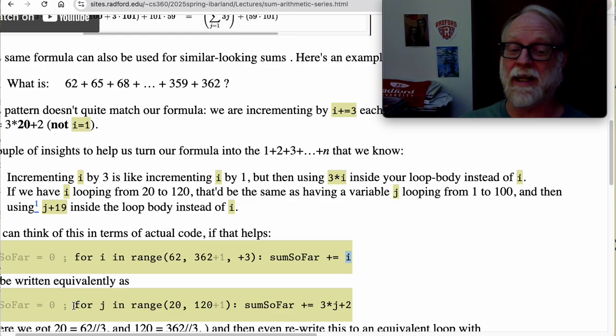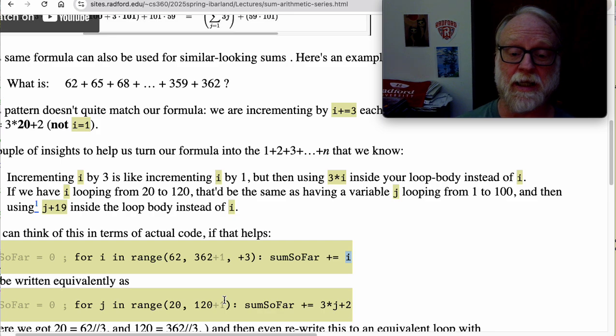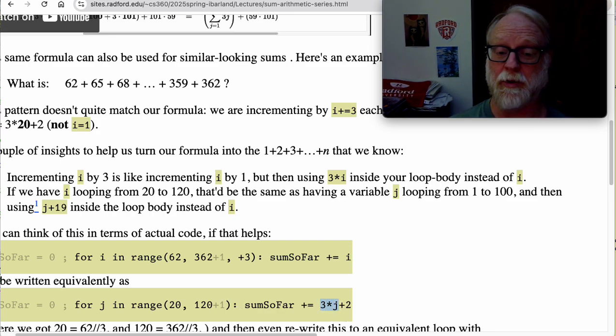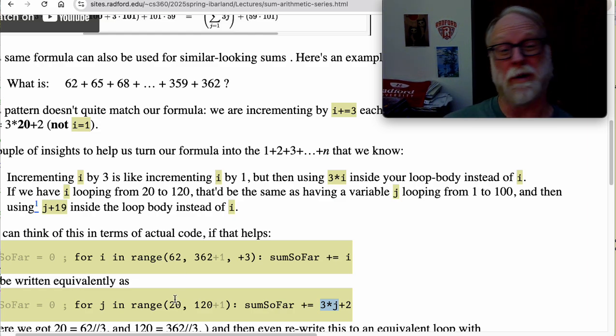So here's our key insight. I can go ahead and rewrite this loop as saying, hey, I have a loop that goes from 20 up through 120, just incrementing by 1. In Python, I don't write the step as the default is 1, so I won't bother writing it. And I'll say, yeah, add on 3 times j every time through the loop. Except I wanted to make sure it was the right start. I wanted to start with 62 because the first time I added, oh, okay, I'll take 62 divided by 3, that's 20, but with 2 left over.